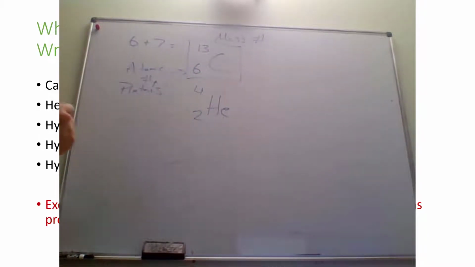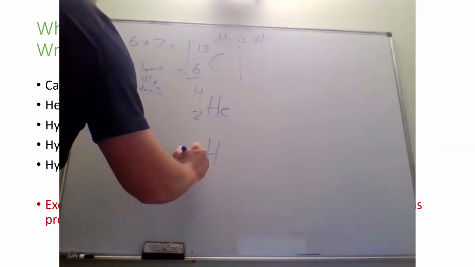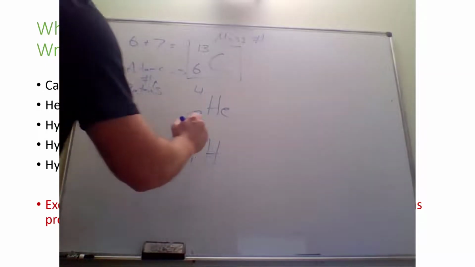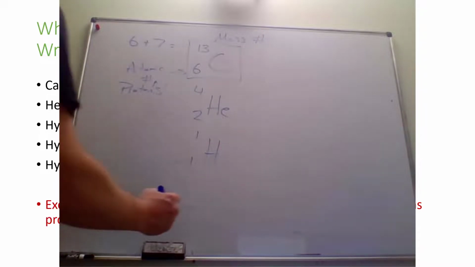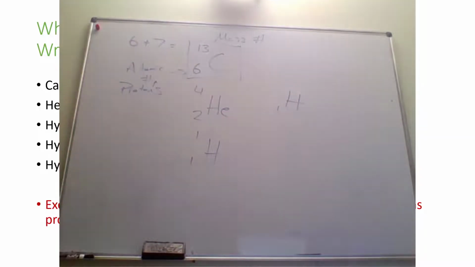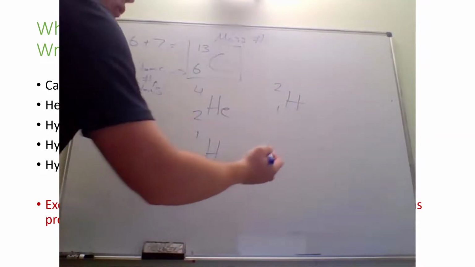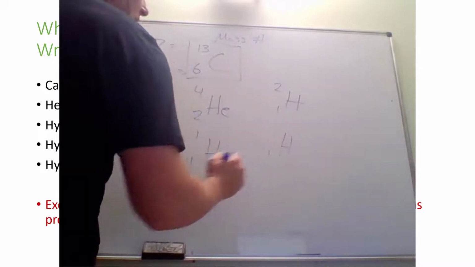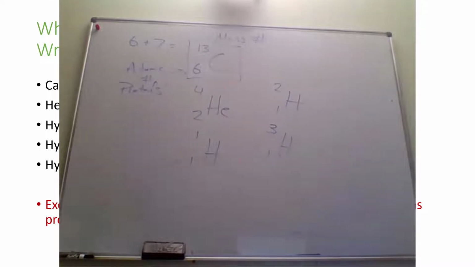Hydrogen atoms with 0 neutrons. We have hydrogen, which is H. We see that is a 1, and 1 plus 0 is 1. We have the hydrogen atom with 1 neutron. That would be our H. Again, it is 1 atomic number. 1 plus 1 equals 2. And then a hydrogen atom with 2 neutrons. We have our H, again, an atomic number of 1. And 1 plus 2 is equal to 3.